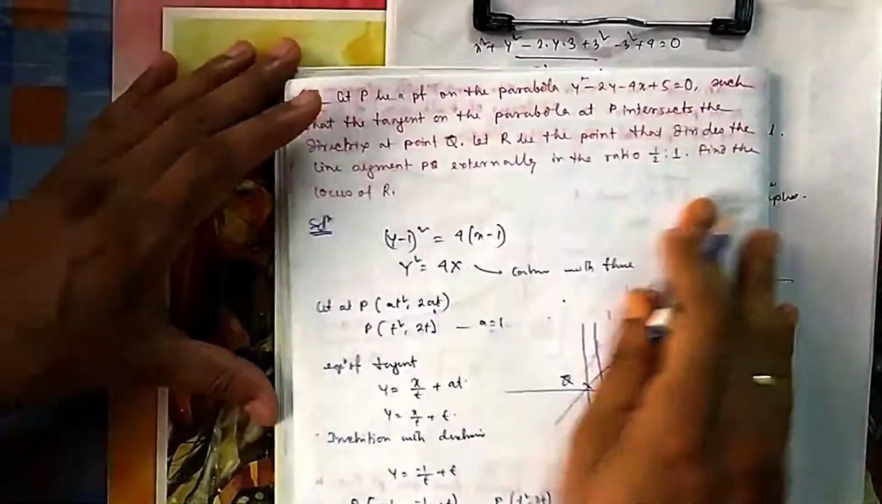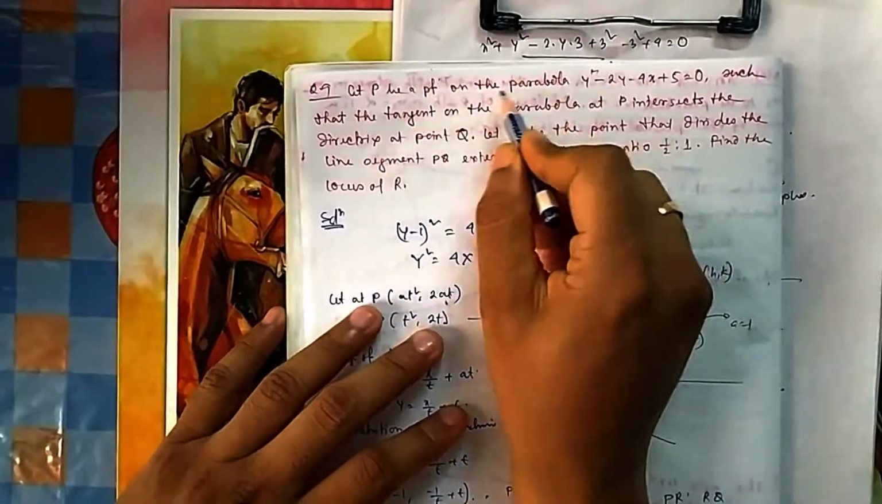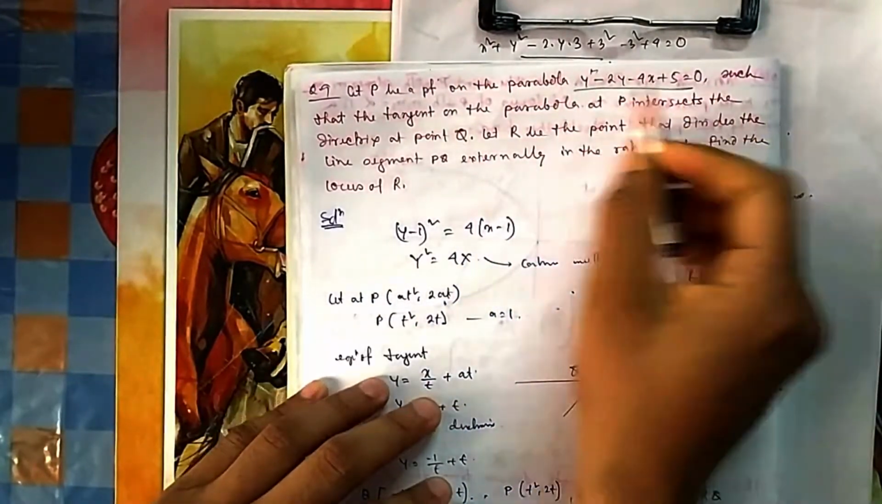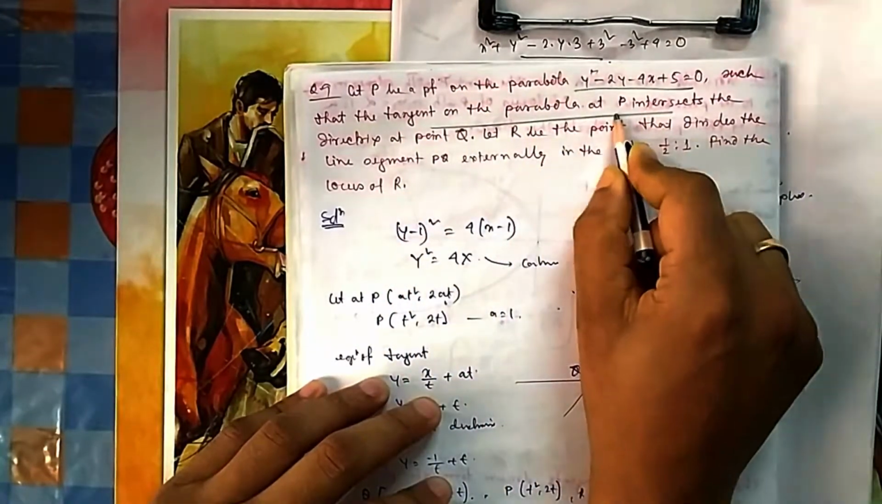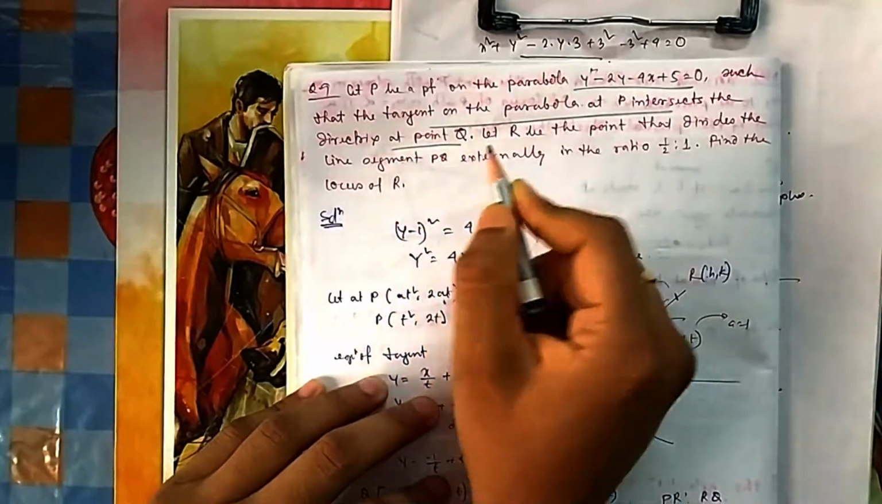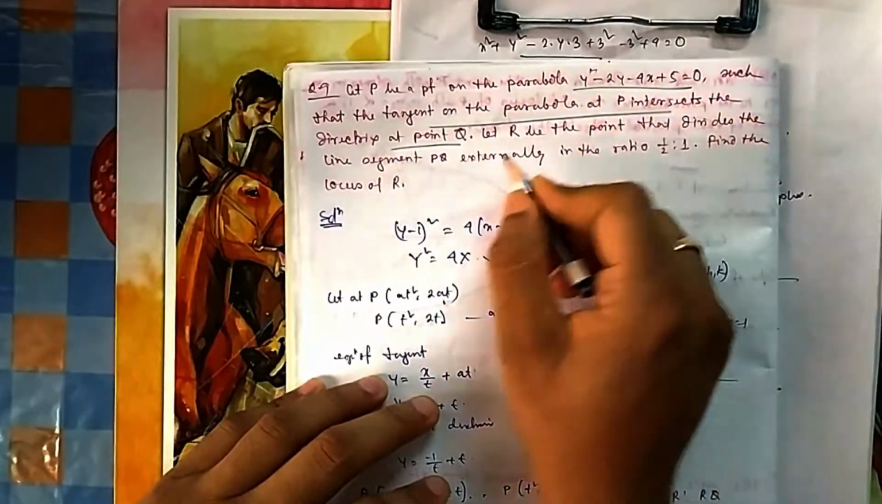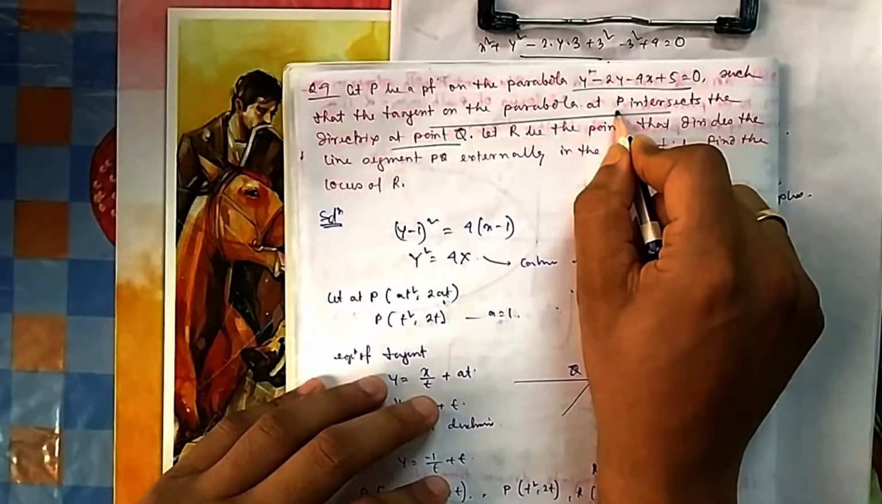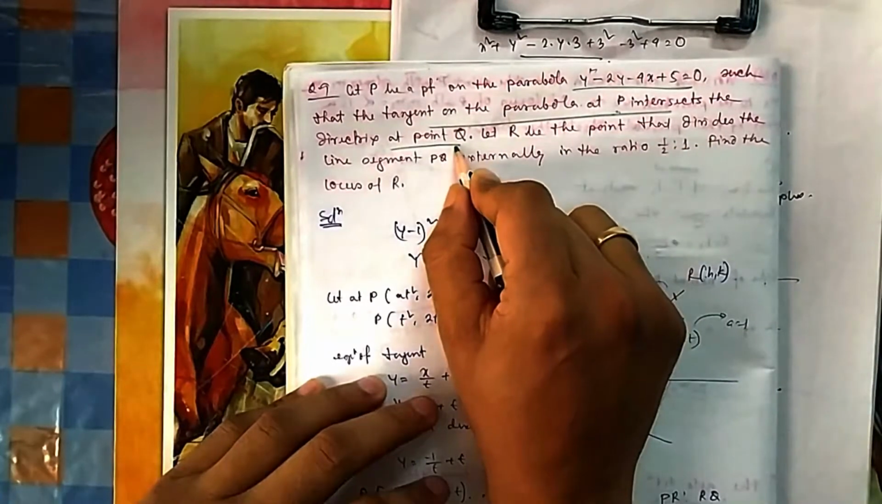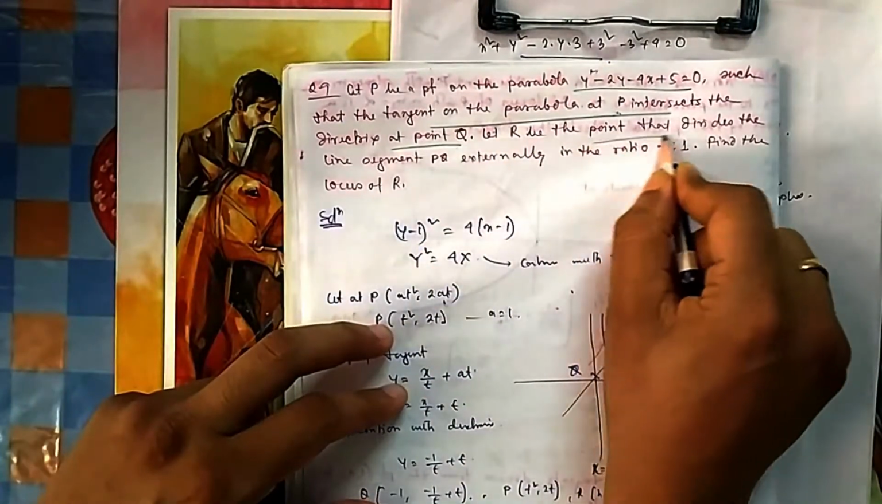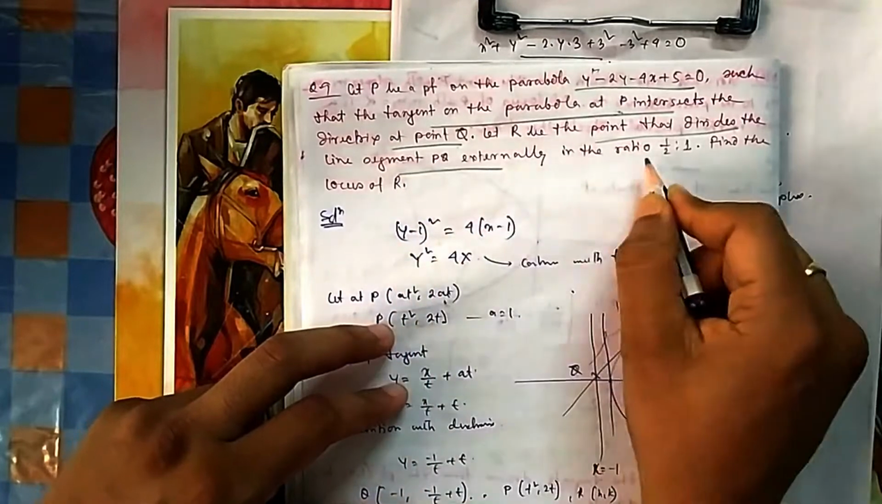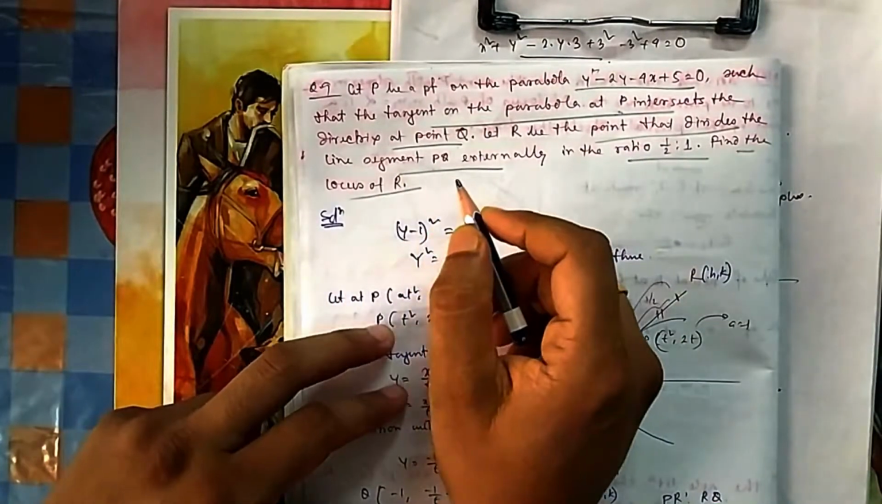Okay, if you see question number 9, what are they asking? Let P be a point on the parabola. There is a parabola given such that the tangent to the parabola at P intersects the directrix at the point Q. So the tangent at the point P you have to draw, and it will cut the directrix at Q. Let R be the point that divides the line segment PQ externally in the ratio given. Find the locus of R.